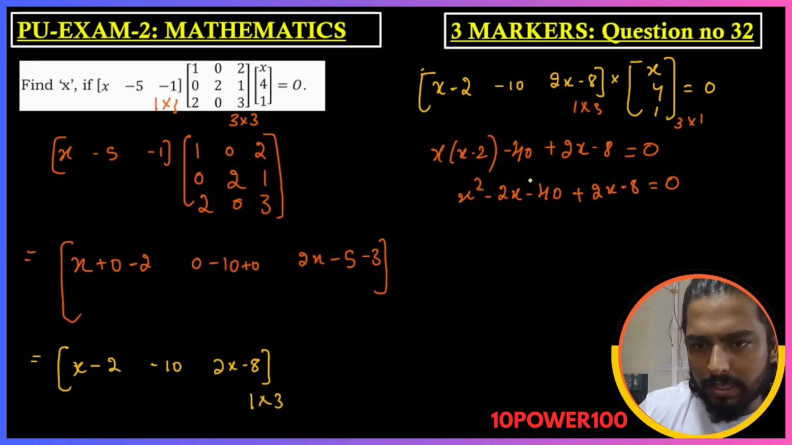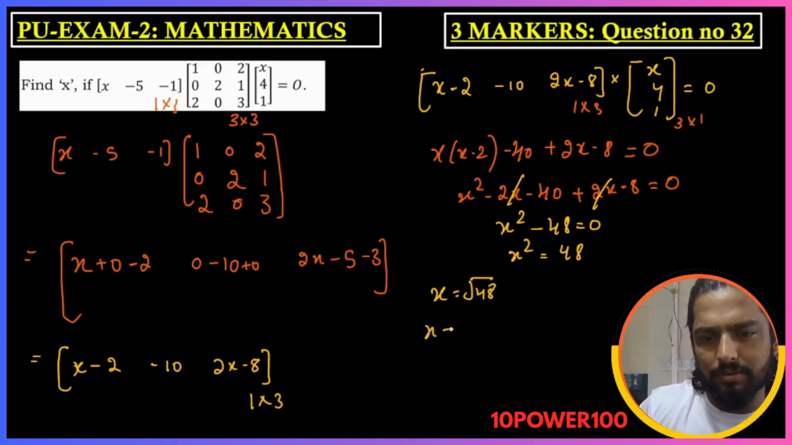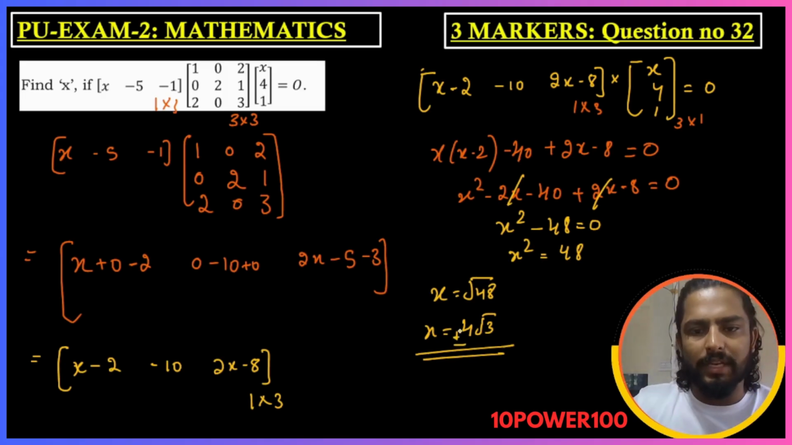What can we solve in this? Minus 2x and plus 2x cancel. x square minus 48 is equal to 0, so x square is equal to 48. What is the x value? x is equal to square root of 48. 16 times 3, so x is equal to 4 root 3. x is equal to plus or minus 4 root 3 is the answer.